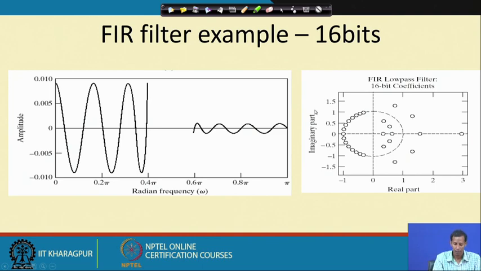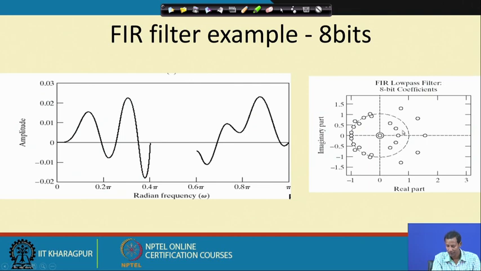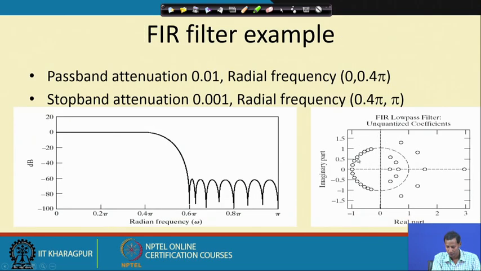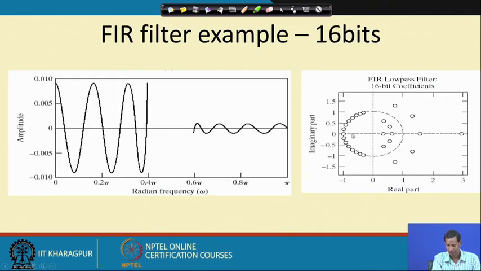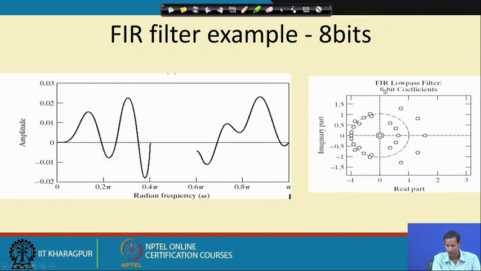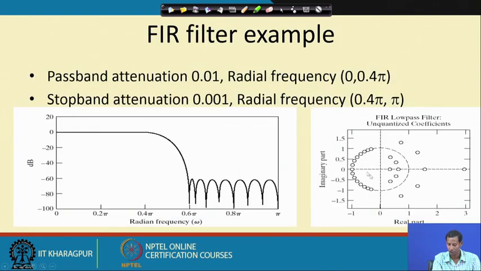But if you consider the coefficients of 8 bits, at that time you see these are basically deviating. So, if this is the original one, it corresponds to the fact that each of the coefficients is of 16 bits. But if I consider 8 bits each, then the zero locations are basically deviating from the original one.